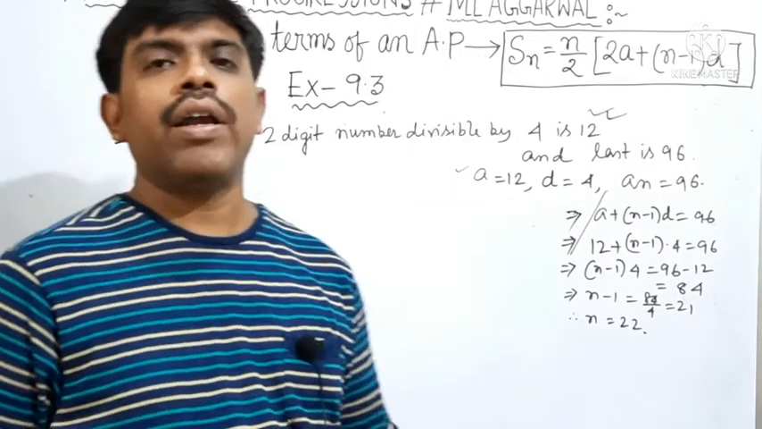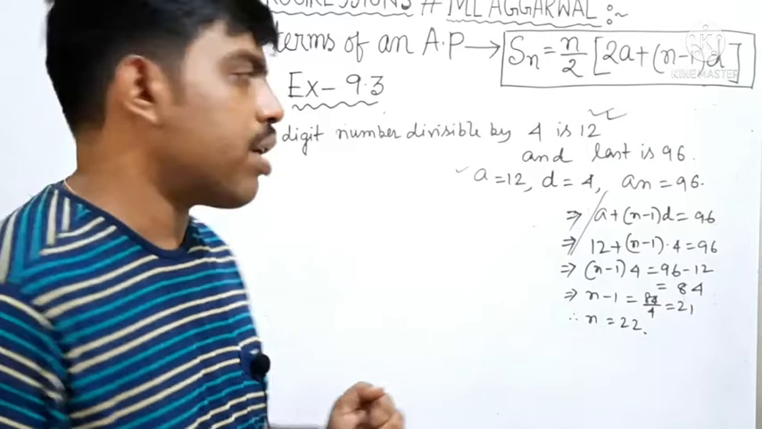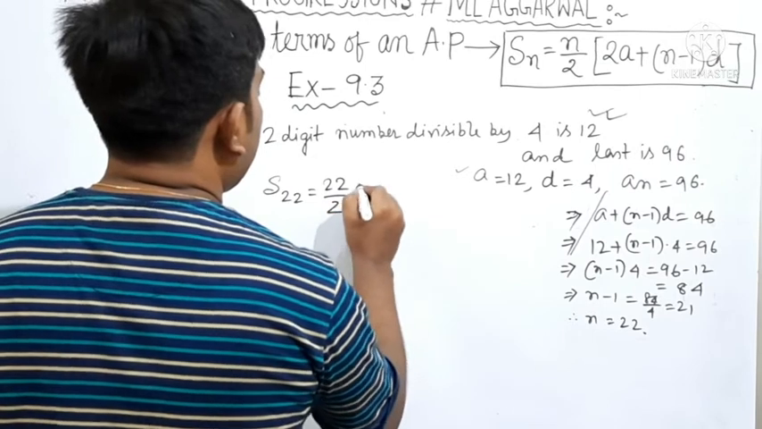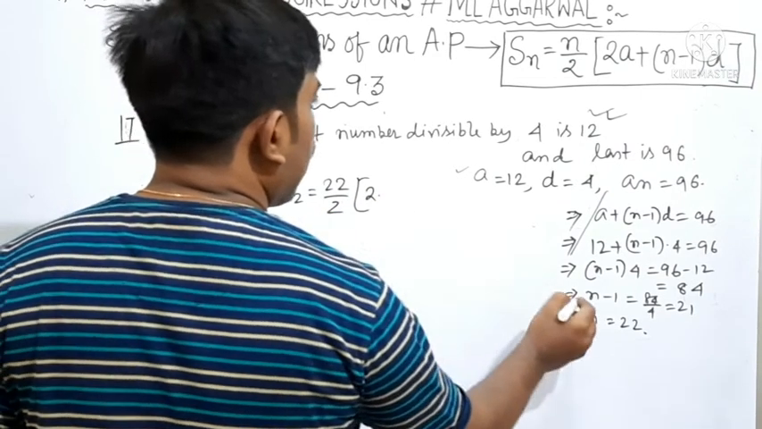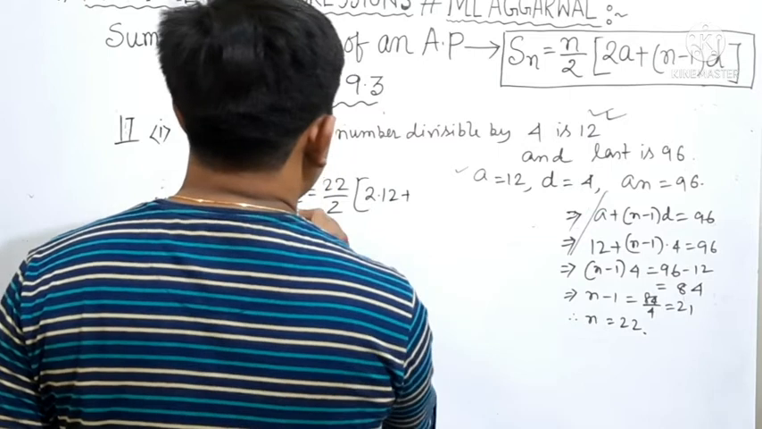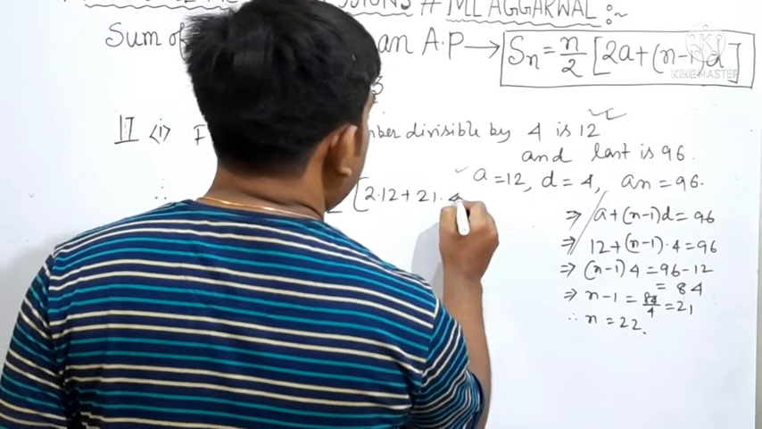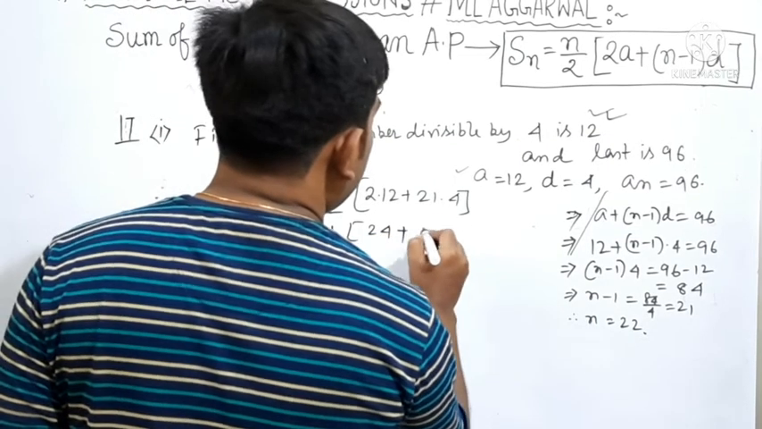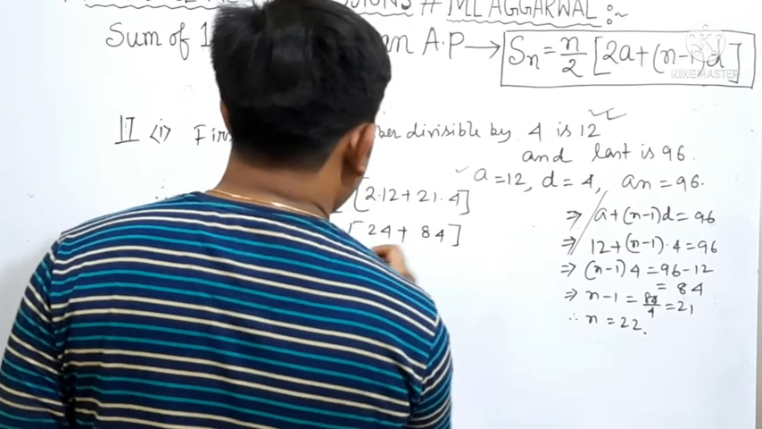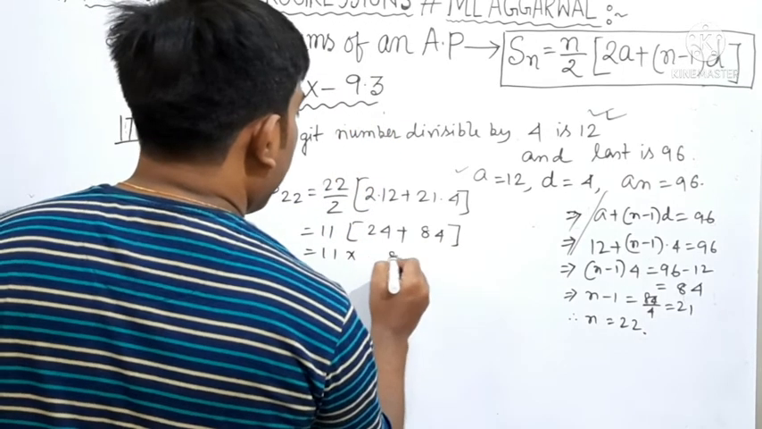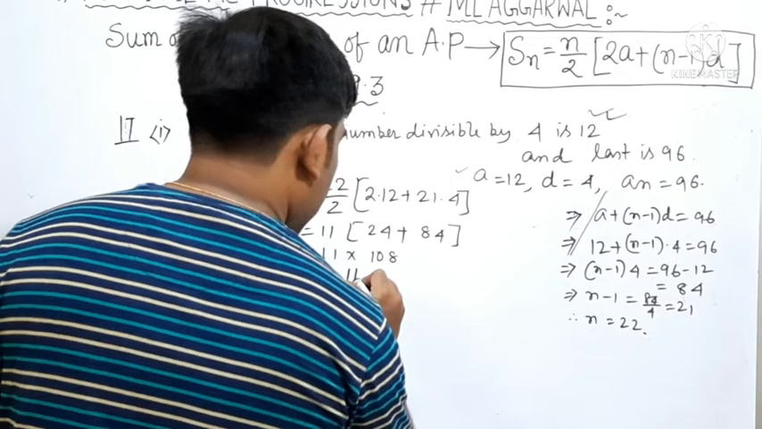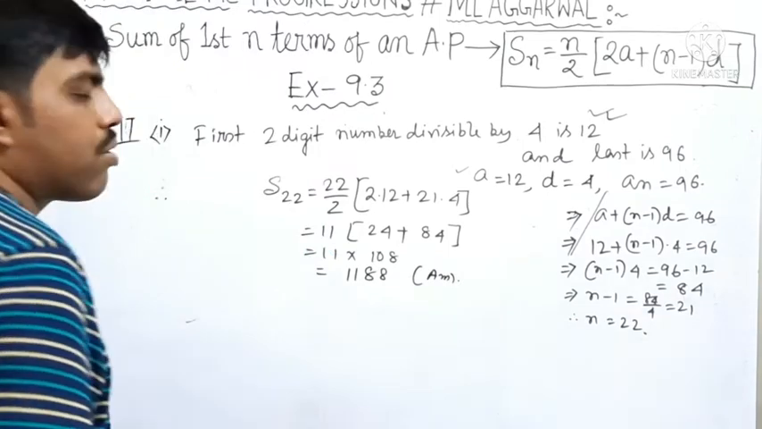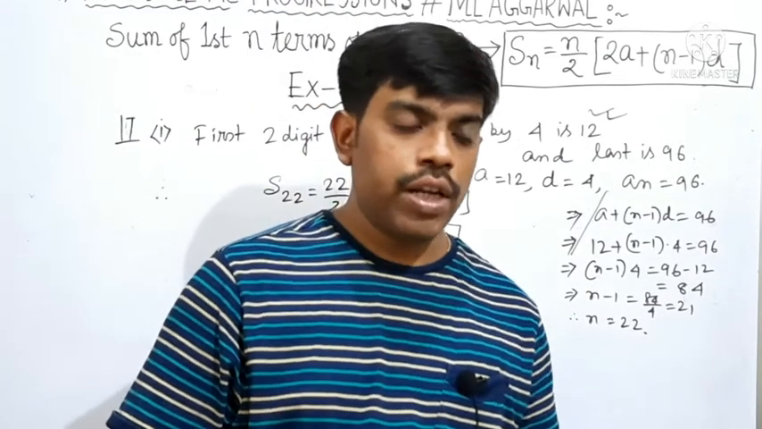Okay, now we will find out the sum of these 22 terms. So S22 will be n by 2 into twice a, value of a is equal to 12, plus n minus 1 means 21 into d, value of d is equal to 4. So it will be 11 into 24 plus 84, 11 into 108, it will be 1188. Okay, so this is the answer. Now we will go to the next problem.